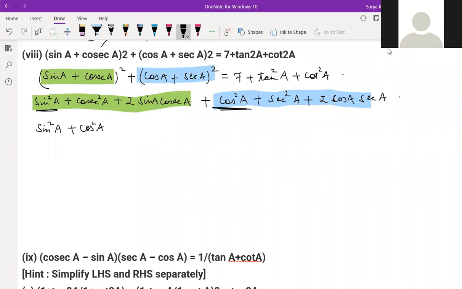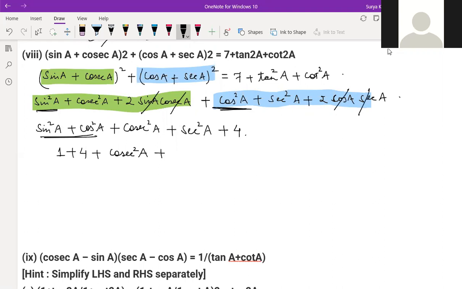Again, this will get cancelled. Sine a and cosec a will get cancelled, and cos a and sec a will get cancelled. Apart from this, what is pending here, children? Cosec square a and sec square a. Cosec square a plus sec square a plus 2 and 2, 4. Again, this whole thing is what? 1. So 1 plus 4 plus cosec square a plus sec square a.